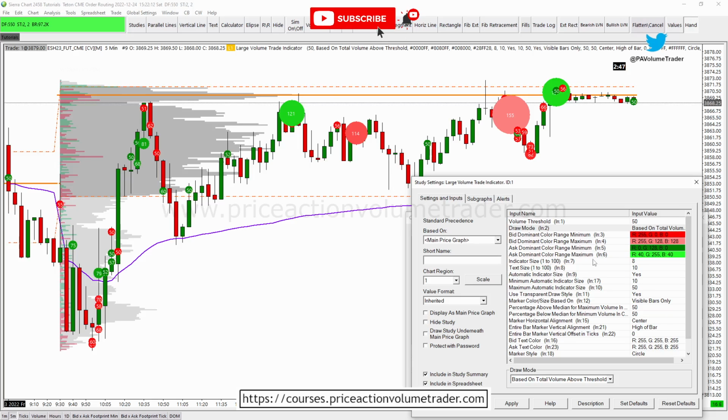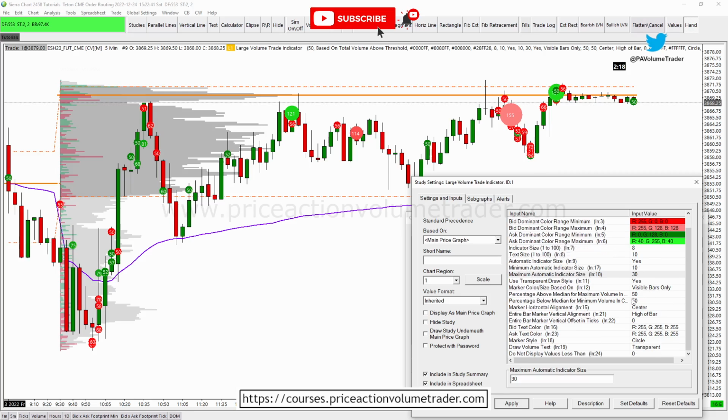So we went over the size here, which again just moves the numbers left or right. Text size changes the numbers of the text for the number of contracts above the threshold. Automatic indicator size, I use yes. Minimum, maximum controls the size of your bubbles. If we want to make it a little smaller, I usually have it between 10 and 30. Transparent style, I use yes. Market color, I use visible bars. Marker horizontal alignment, I have it centered.